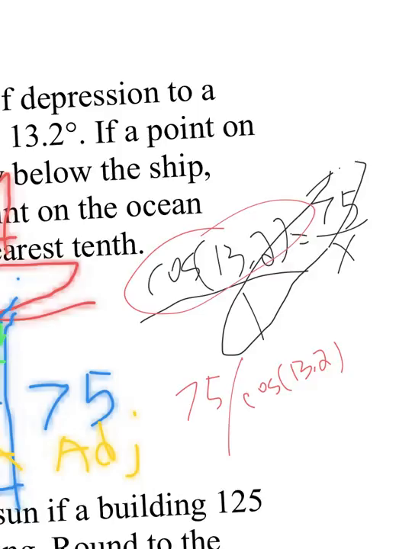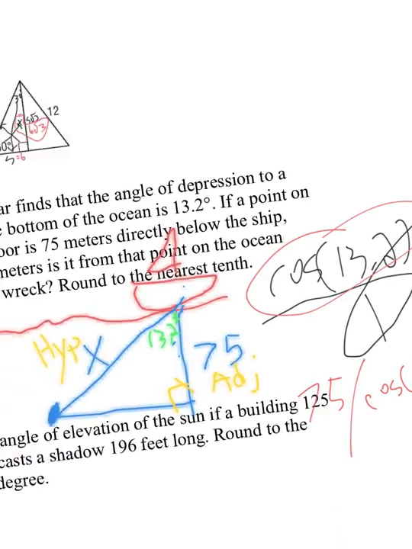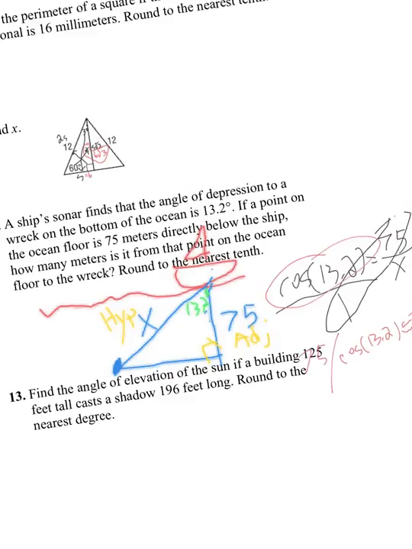Okay, so got my calculator open, and 75 divided by cosine 13.2 is about 77.04. So I guess, yeah, that's how far away you are from the wreck.